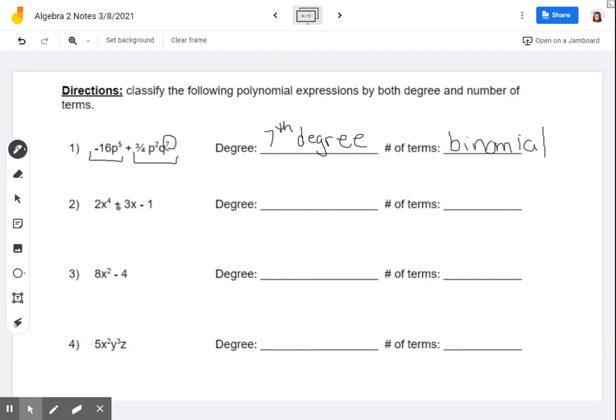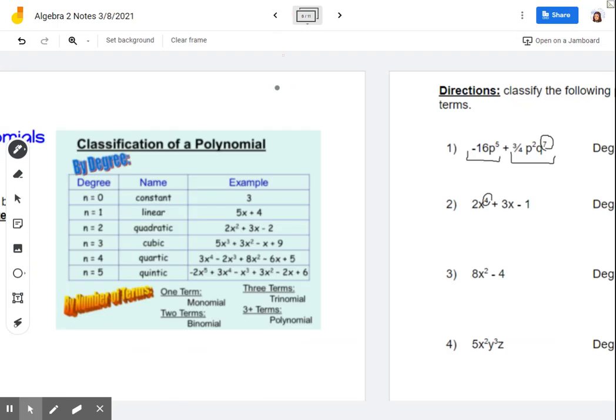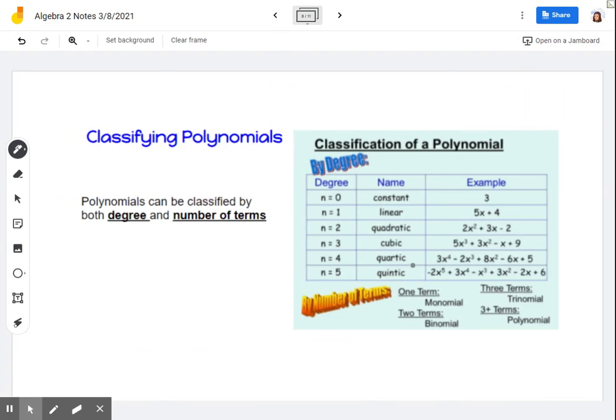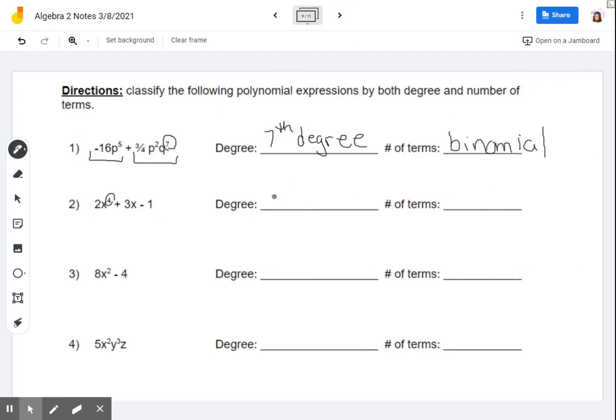For our next example here, our highest degree is a 4. So 4, if we turn back, is going to be quartic. So our degree is quartic. And number of terms, we're looking at 1 term, 2 terms, 3 terms. So 3 terms is going to be called a trinomial.